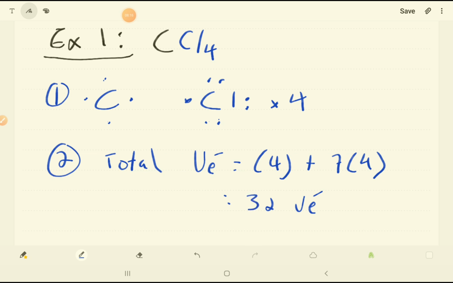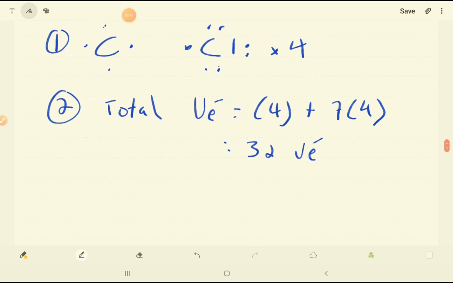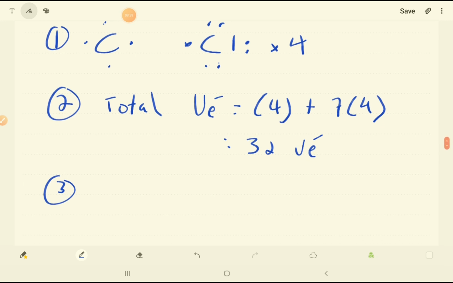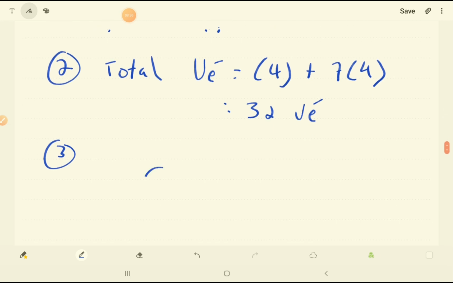All right, so once we've calculated the total valence electrons, the next step is using the one with the most single bonds or bonding electrons. That'll go in the middle, and everything else is going to single bond around it. So in this case, that would be the carbon. It has 4 bonding electrons, whereas chlorine only has 1. So we're going to put carbon in the middle, and we're going to bond everything else around it here.